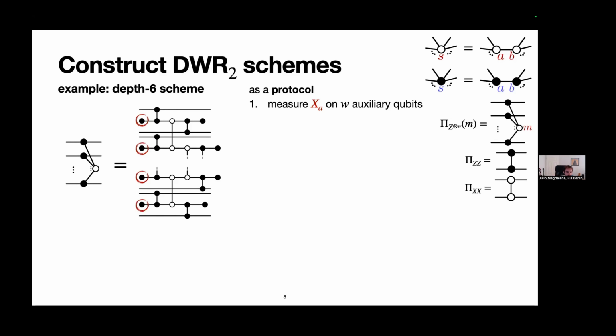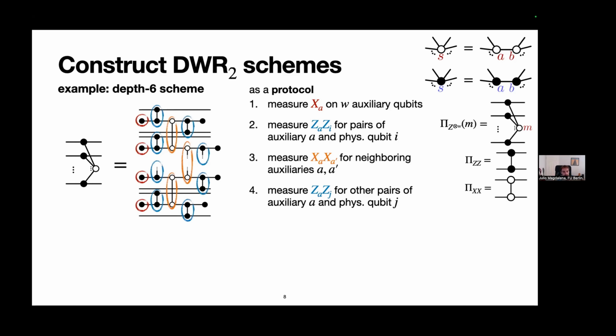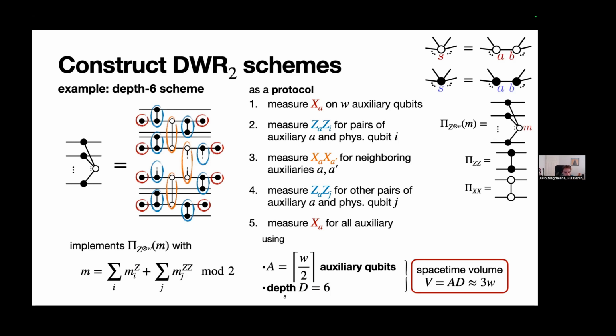So again, we have a protocol composed of one and two qubit measurements, and by making this more mirror symmetric, like doing ZZ measurements before and after entangling the auxiliary qubits among each other, you get a reduced space overhead. In particular, you only need roughly half of the auxiliary qubits that you used before, and you still have a constant depth scheme. So the space-time volume here now is roughly 3 times W.